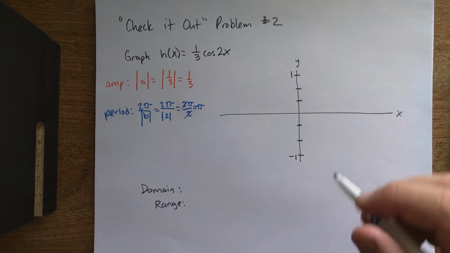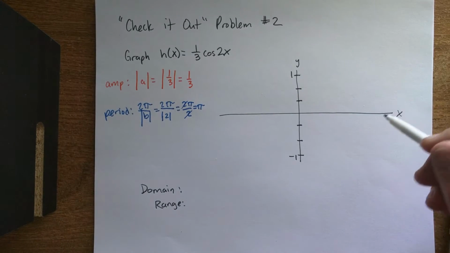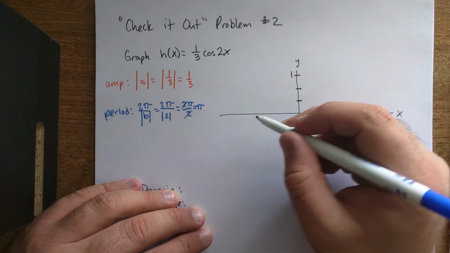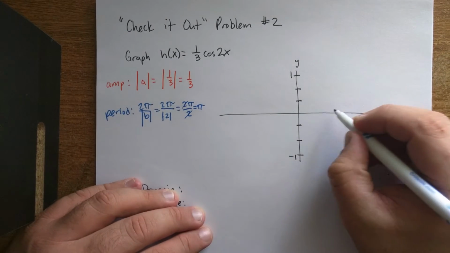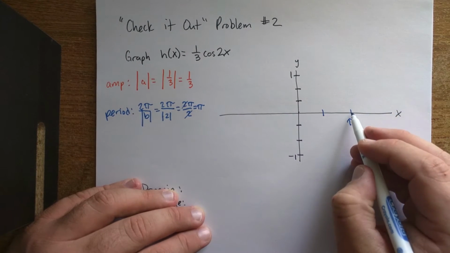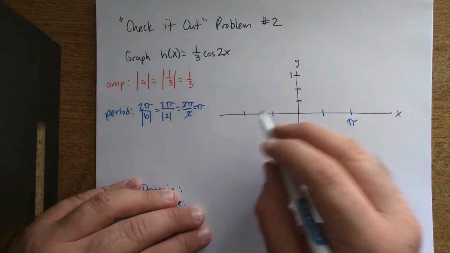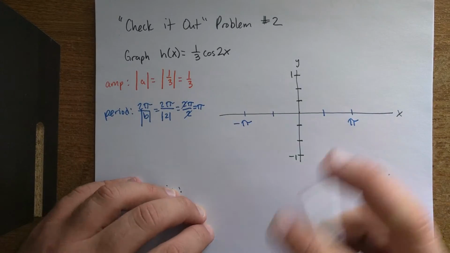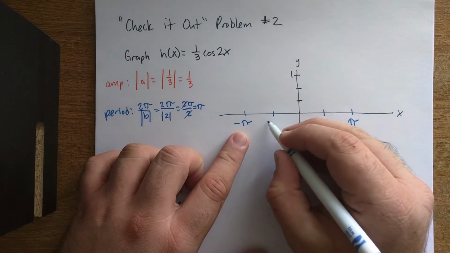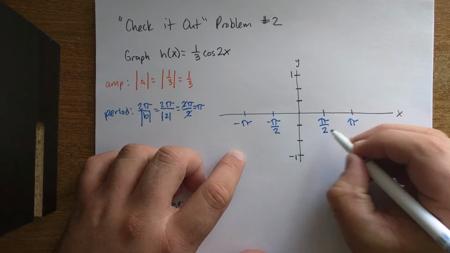So that means this function repeats over every interval of pi, every interval that's pi long. We're going to be drawing 2 periods in this graph. So we're going to go 1 period this way, from 0 to pi, and then another period going to negative pi. Between 0 and negative pi, what's halfway? That would be negative pi divided by 2. And over here, I have pi divided by 2.